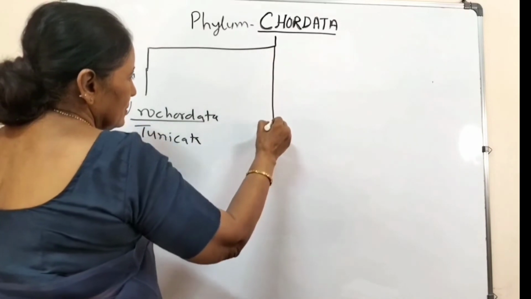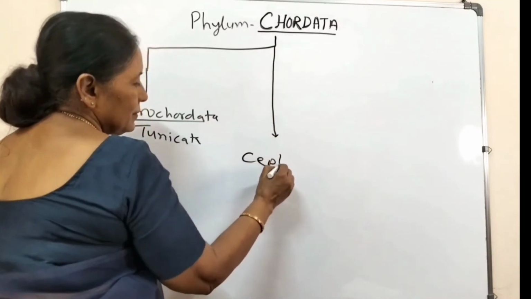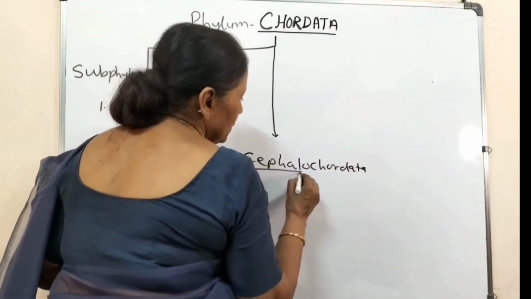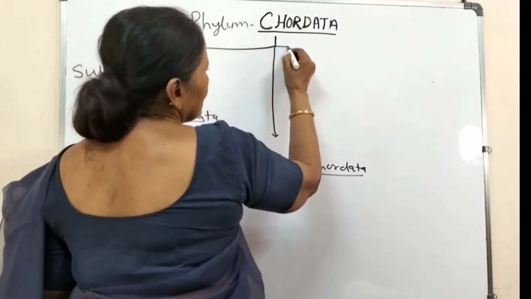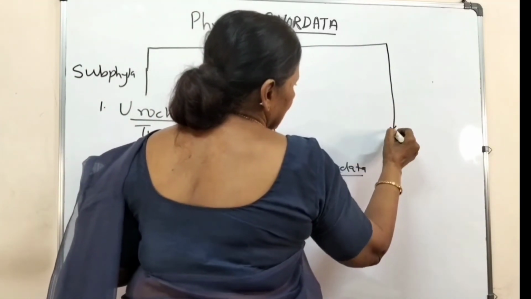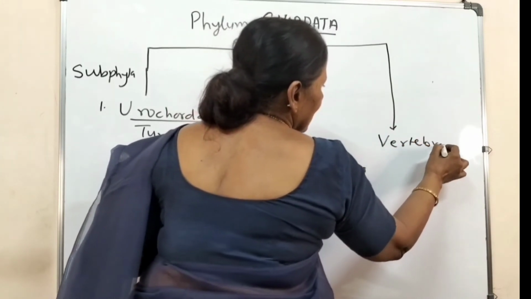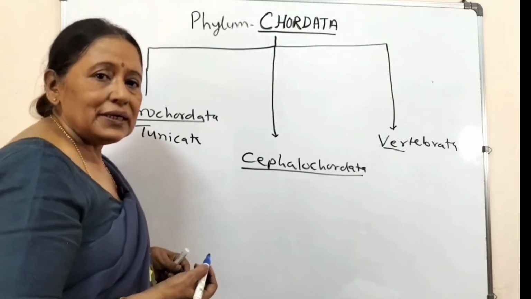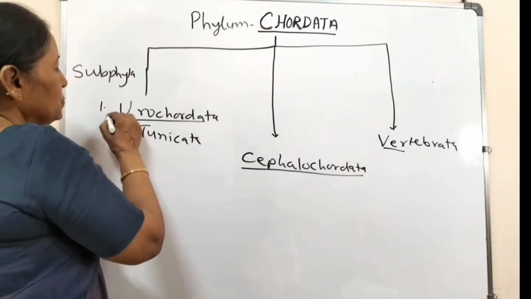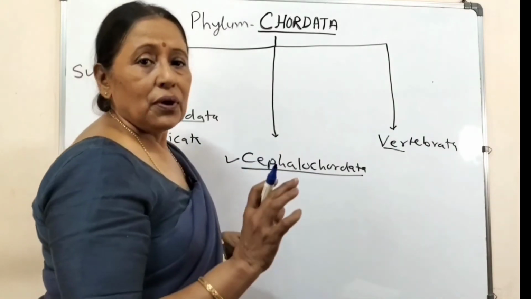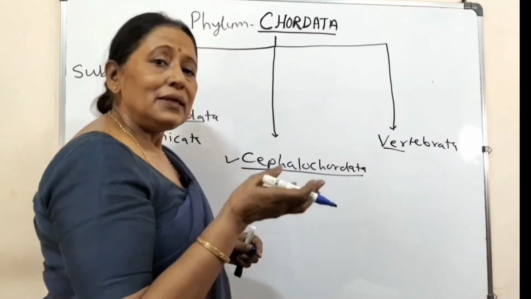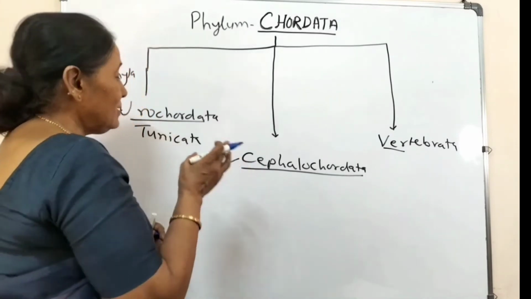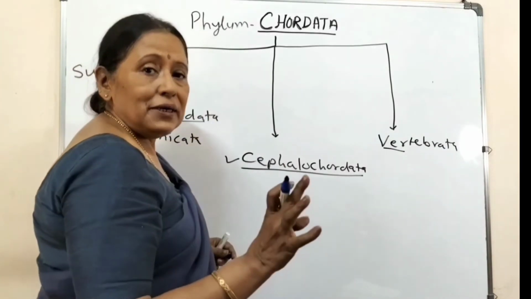Next is Cephalo-chordata, in which the notochord is present throughout life. And the third is Vertebrata. In these Vertebrata, the notochord changes into vertebral column. So in these two, Uro and Cephalo, it is notochord only. There is no vertebral column, whether the notochord persists as in Cephalo-chordata or degenerates as in Uro-chordata.